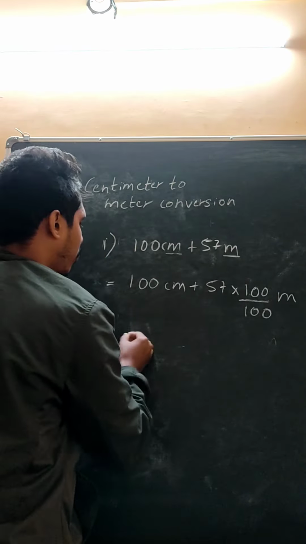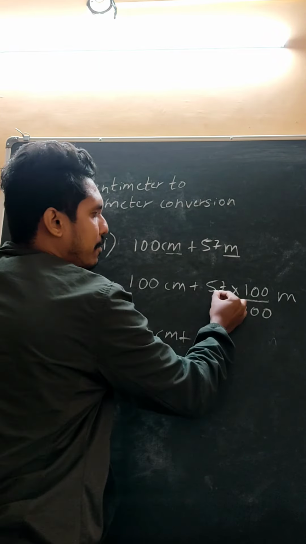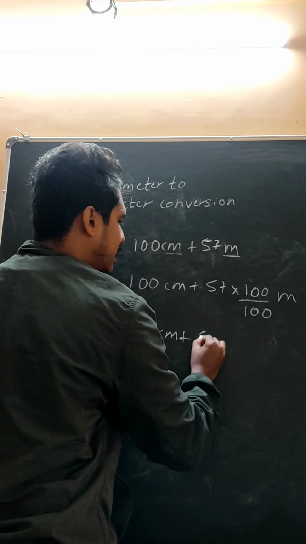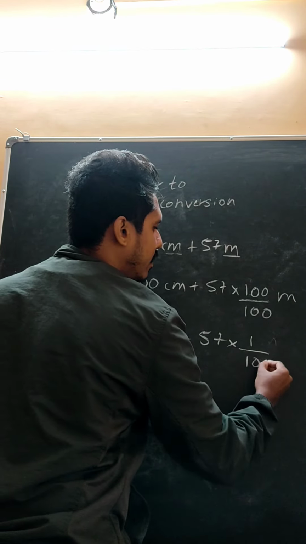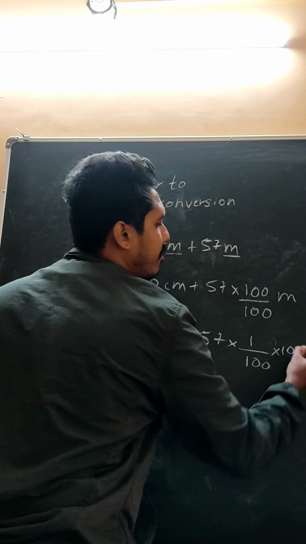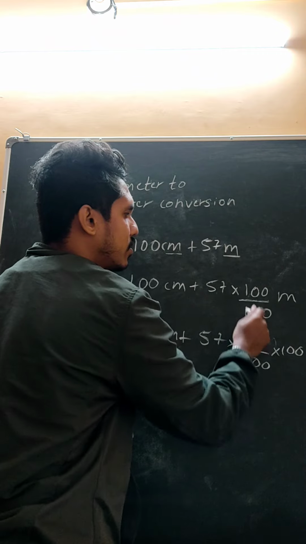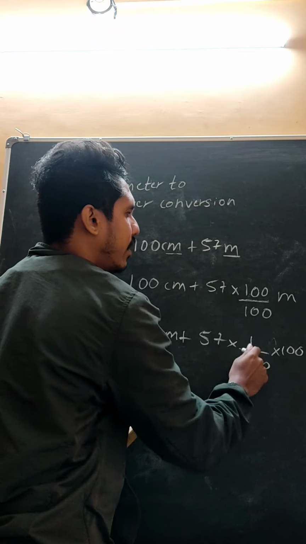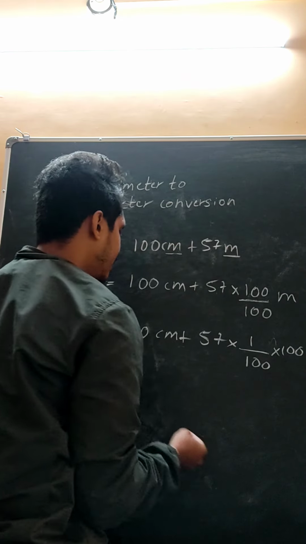Which is the next step? 100 centimeter as it is. 57 into, I'll split this and write 1 by 100 into 100. Similar to this only, right? 100 by 100. Meter, you write as it is.